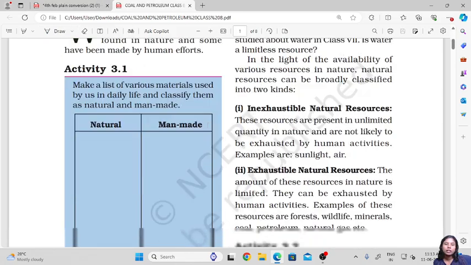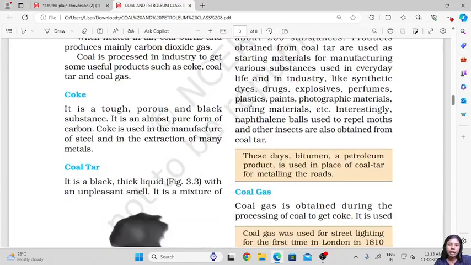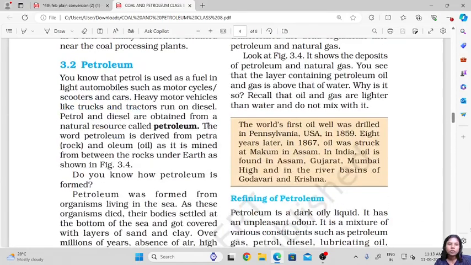So today, moving ahead in part 2 of this video, we will focus on what petroleum is. You know that petrol is used as a fuel in light automobiles such as motorcycles, scooters and cars. Heavy motor vehicles like trucks and tractors run on diesel. Petrol and diesel are obtained from a natural resource called petroleum.